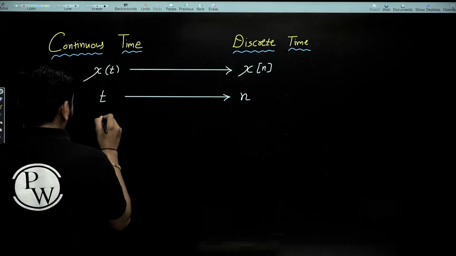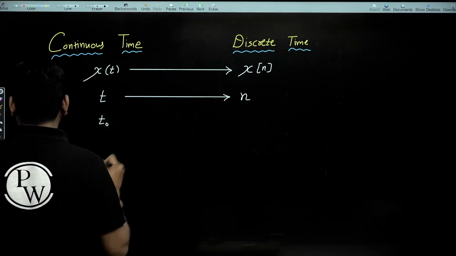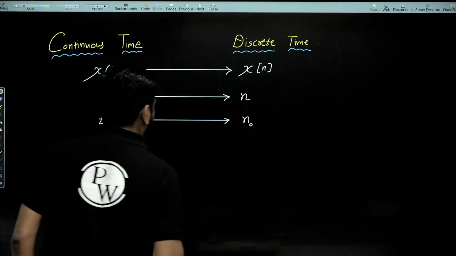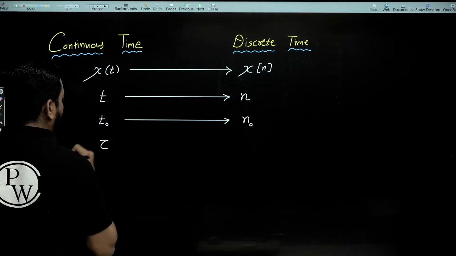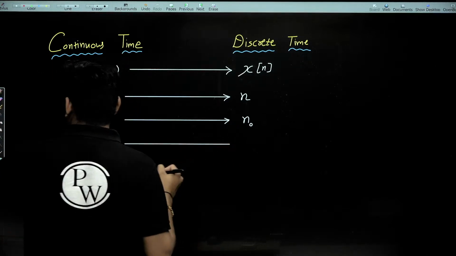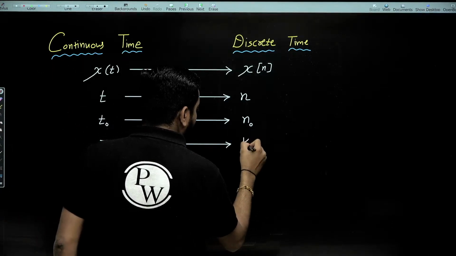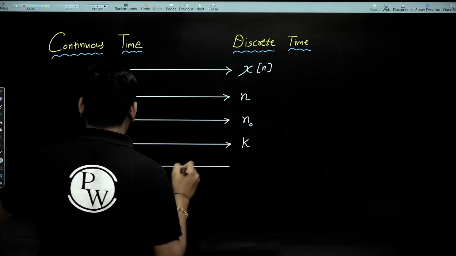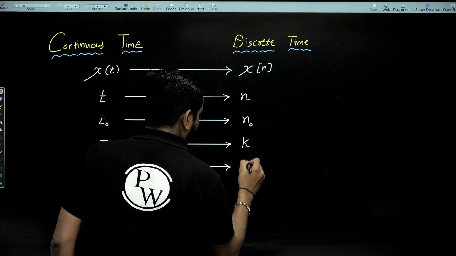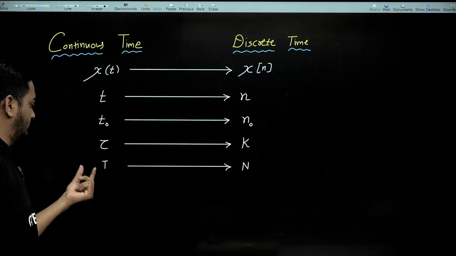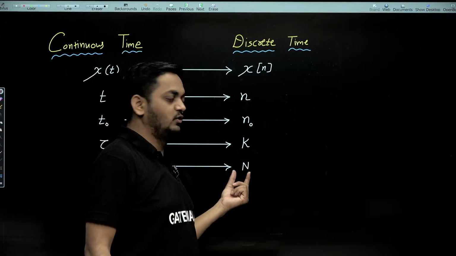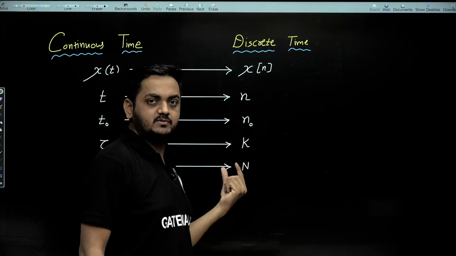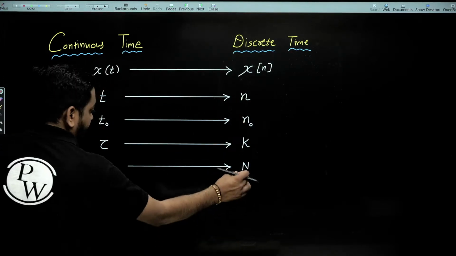Now suppose we are shifting by t naught, t minus t naught; then here it is n naught, guys. Where we use the variable tau, here we will use k. Suppose the fundamental time period is capital T; here the fundamental time period is capital N. Again, here integer and non integer are both possible, but here only integer values of n. This capital N indicates the number of samples, like n also, guys. So only integer values are valid.